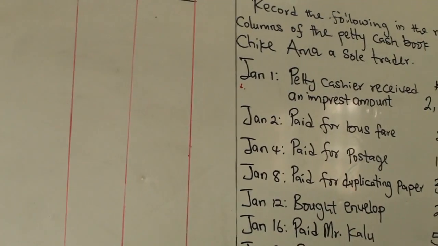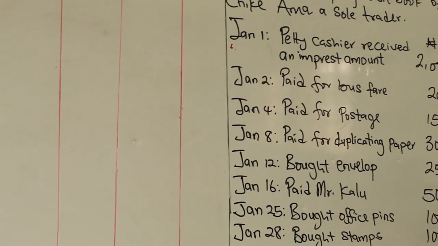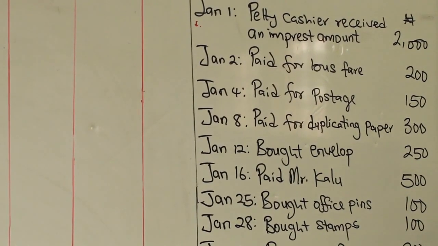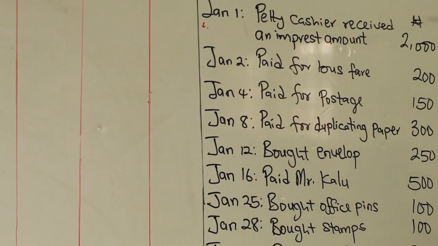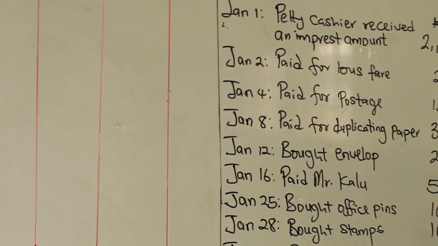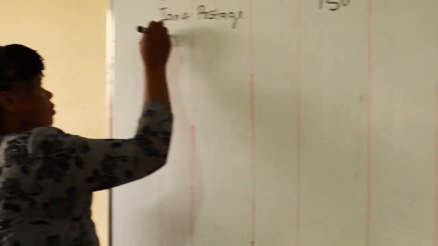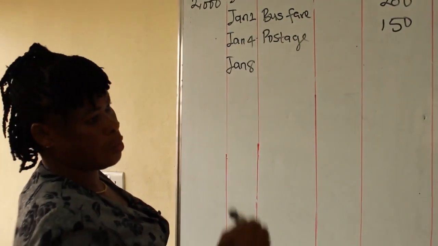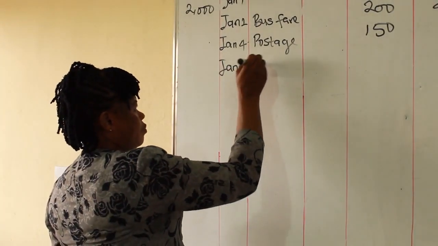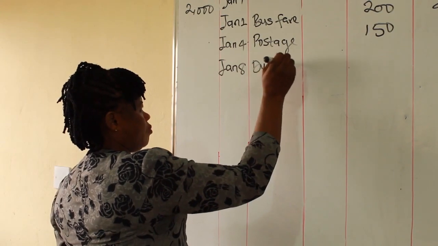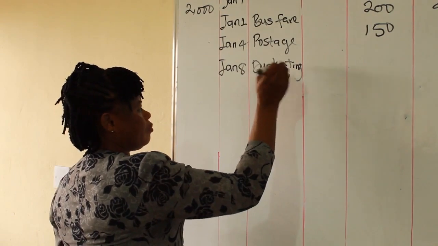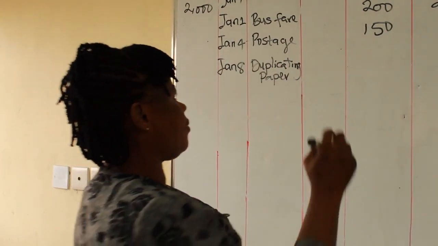The next transaction that took place is on January 8th. Paid for duplicating paper, 300 naira. We'll write down the date first. January 8th. Duplicating paper, 300 naira.